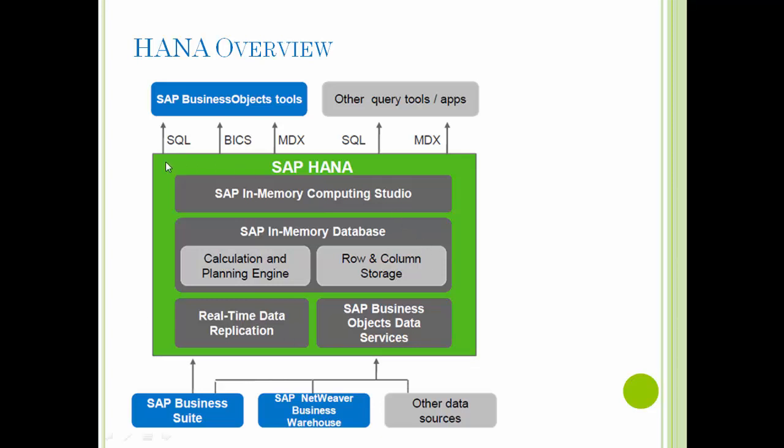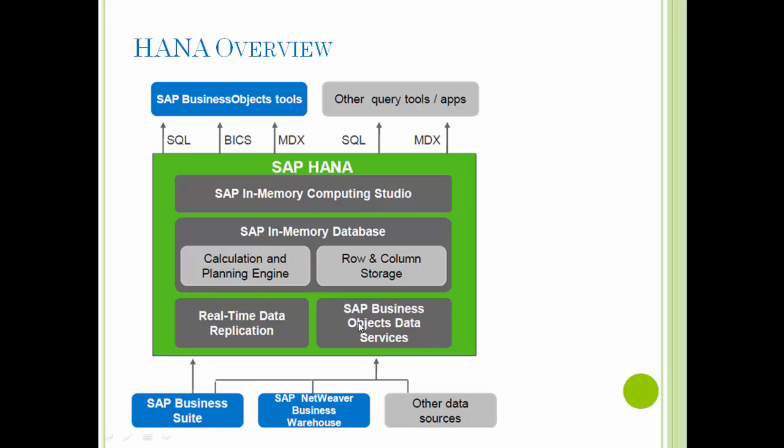And SAP HANA is an in-memory computing database with many engines, like the calculation and planning engine. There are a few more engines like the text engine, which will be explained in the coming sessions, and it offers row and column storage. So basically, consuming the hardware and software innovations, it offers the real-time business needs. Yes, real-time data replication is possible.